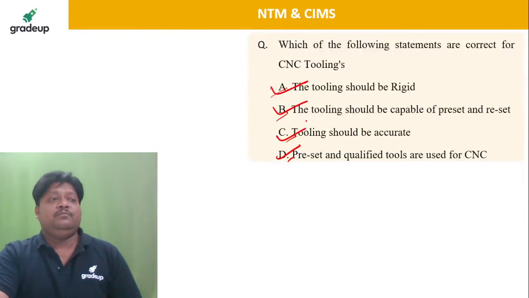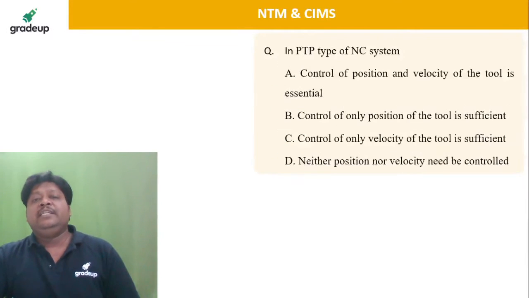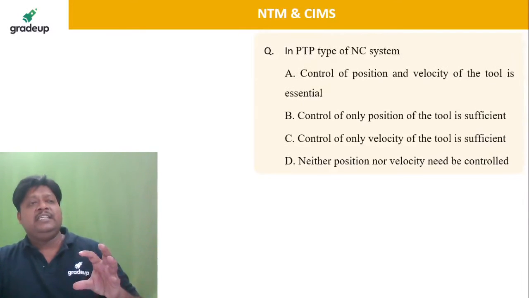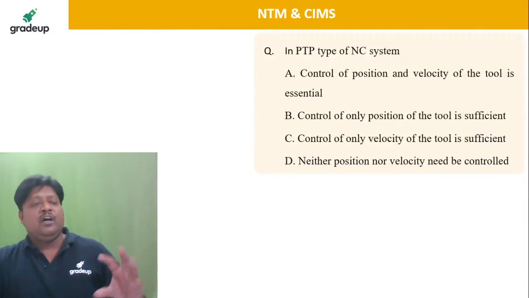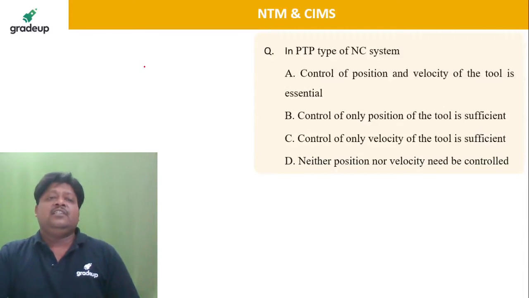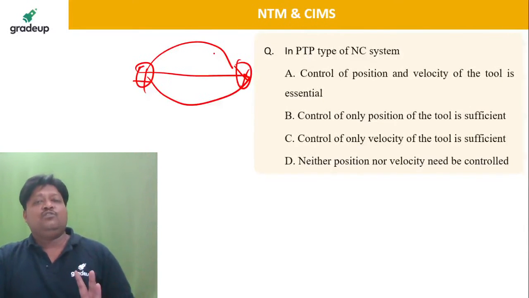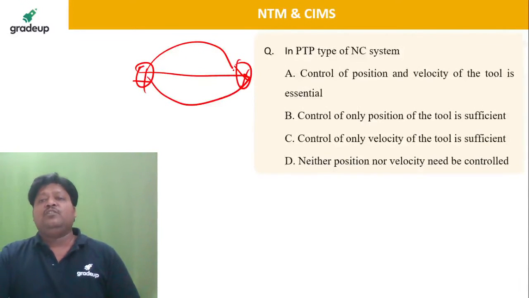Very good. Tell me, in a point to point type NC system, you know that the starting and ending points are very important. Whatever path the tool follows is not important. Start and end is very important, irrespective of how much path is traveled. Say this is one point here and this is another point here. I can come like this, I can come like this, or I can come like this. So the path followed by the tool is not important, but the starting and ending positions are very important.